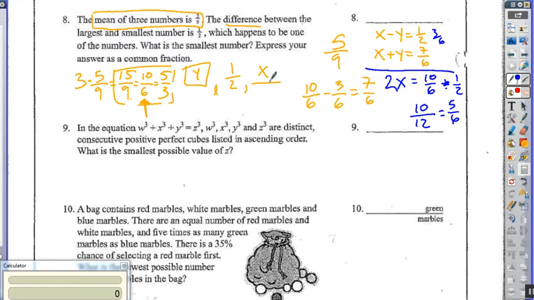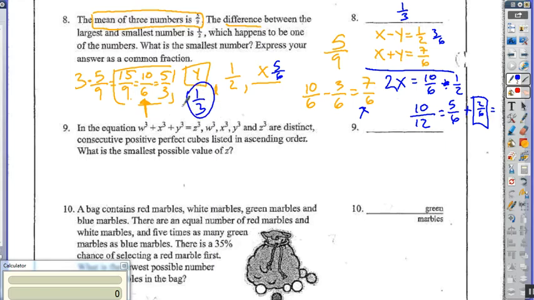My x value is my larger of the two numbers. Well, if I have 5/6 and 5/6 plus something, I don't know what that something is equal to 7/6, then I know I'm missing 2/6. Well, 2/6 is just a fancy way of saying 1/3. So my other number is 1/3.